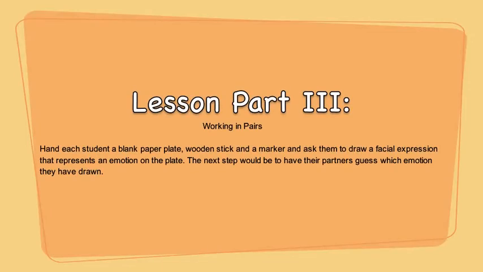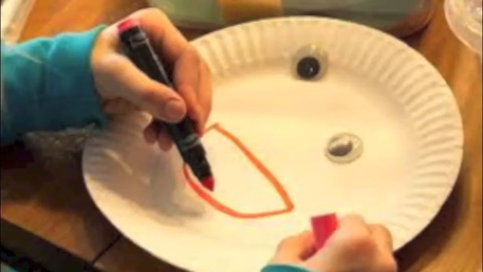The third part of the lesson involves the students working in pairs. Each student will receive a blank paper plate, a wooden stick, and a marker. They will be asked to draw a facial expression that represents an emotion on the plate. The next step would be for each student to guess each other's emotions.